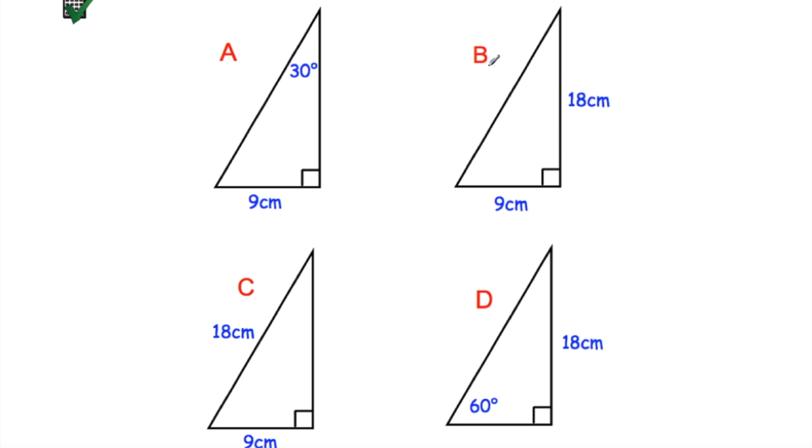So we can see straight away that B and C would not be congruent triangles, because if you use Pythagoras' theorem, you're going to find out that this length is less than 18 centimeters, whereas this length will be greater than 18 centimeters. So these two triangles are not congruent to each other.